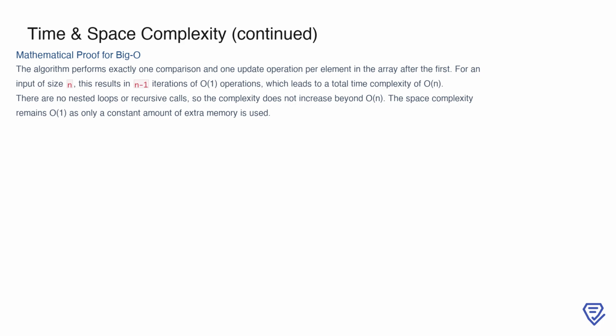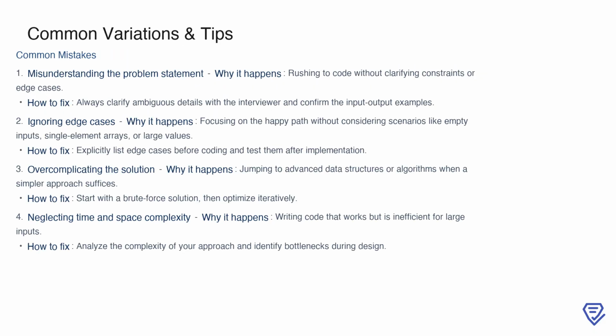No extra memory is allocated for data structures or recursive calls, and the only memory overhead comes from the two scalar variables. This makes the algorithm both time and space efficient, particularly well suited for large input arrays. Common mistakes in problem solving often stem from a lack of clarity or preparation.